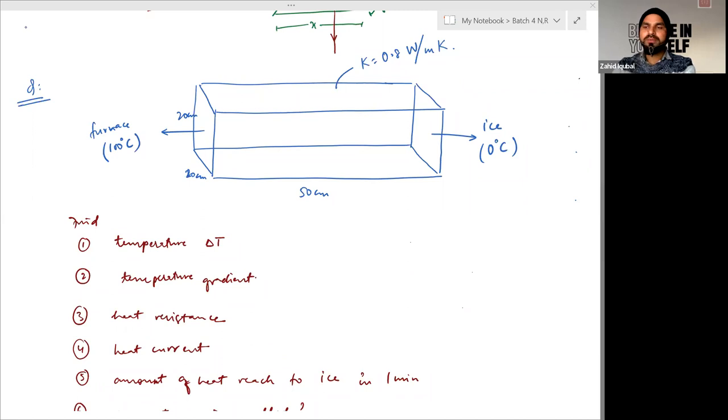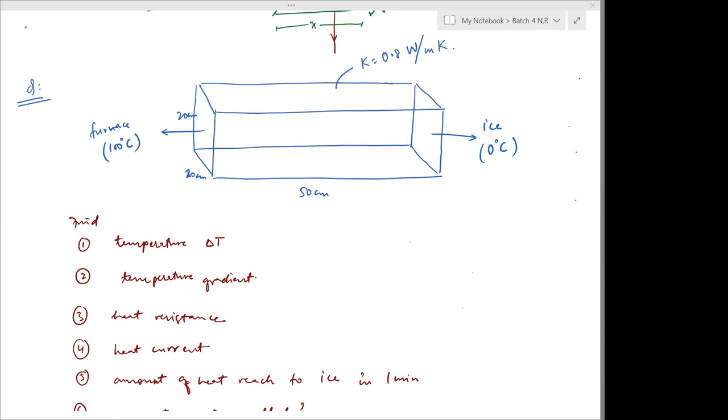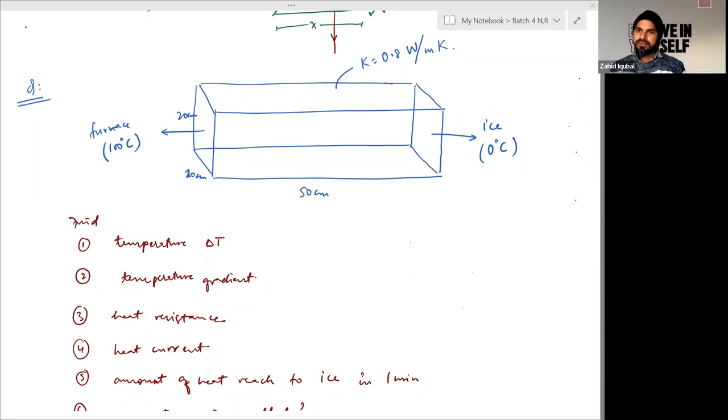Gautam, your third answer will be 15.625. Yes, sir. I rounded it off. Okay. Vamsi, just check your second part and third as well.